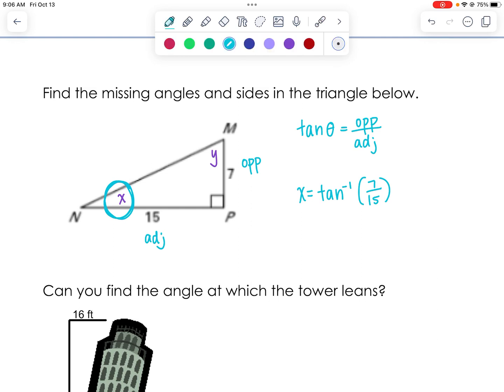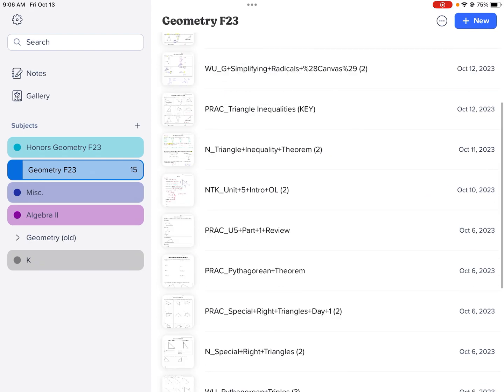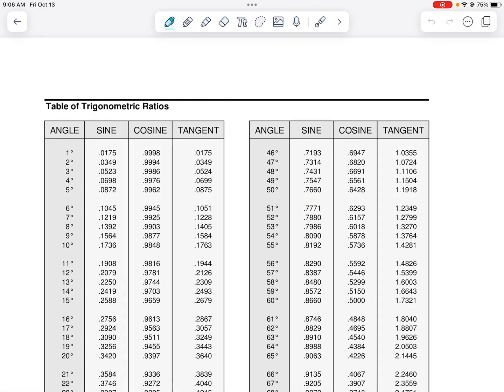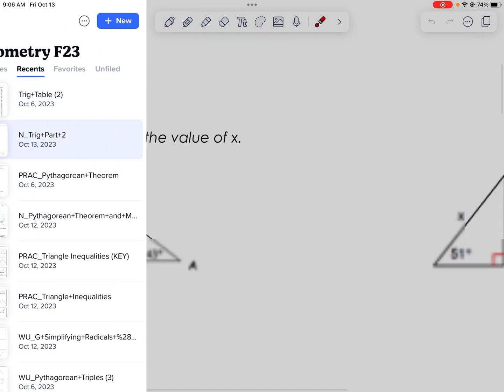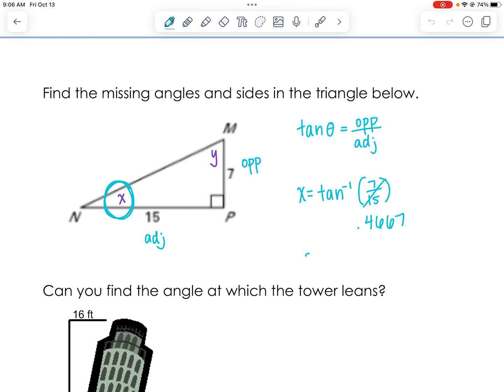So 7 over 15 would be 0.4667. And then I can go look at my trig table. And remember that I'm going to look in the tangent column for what's closest to 0.4667. And I see 0.4663. So closest would be 0.4663. That would be 25 degrees. So if I go back to that problem, X is about, and I'm rounding, which is why I did that, 25 degrees. That's it.